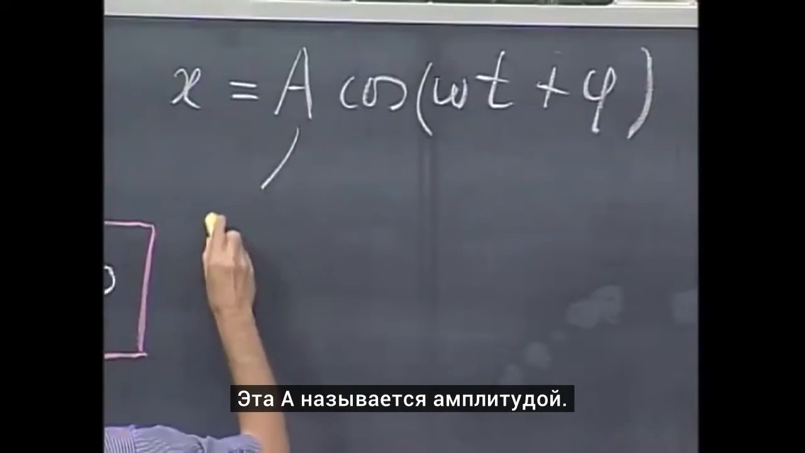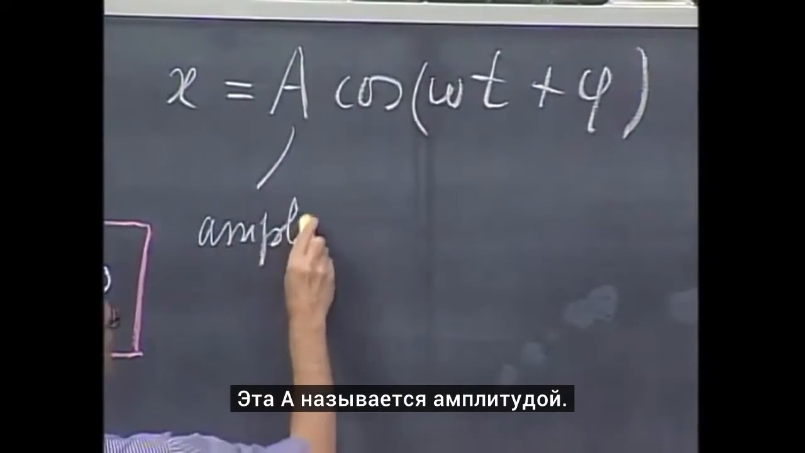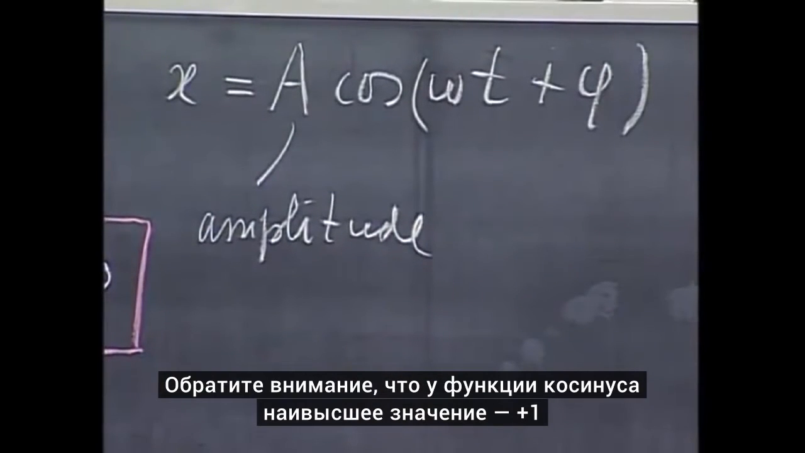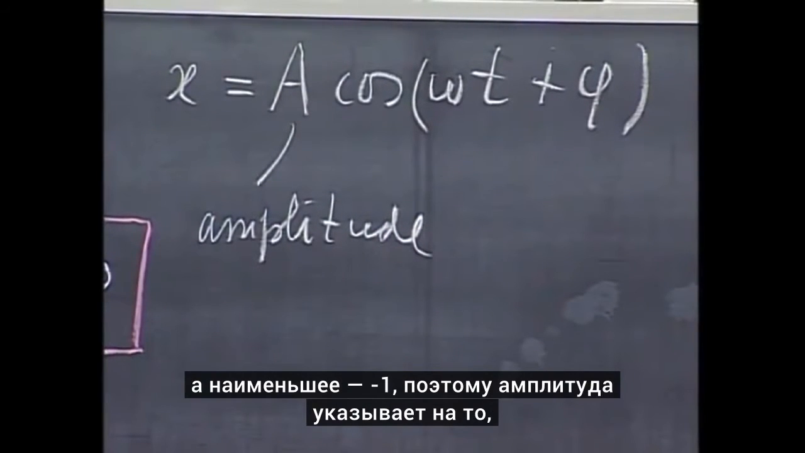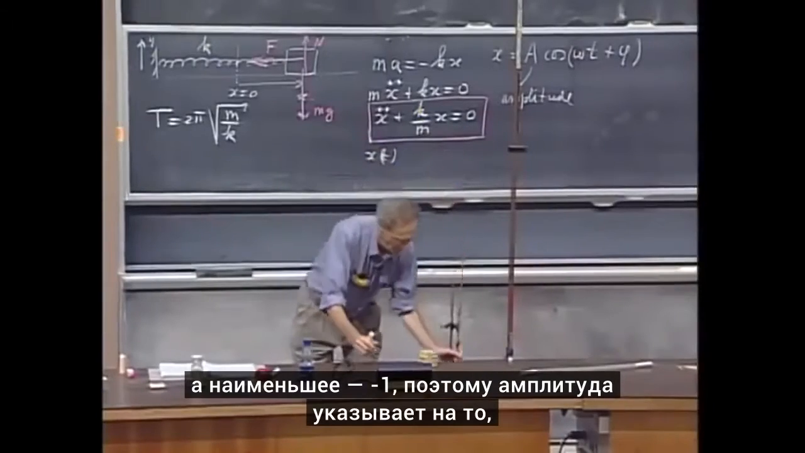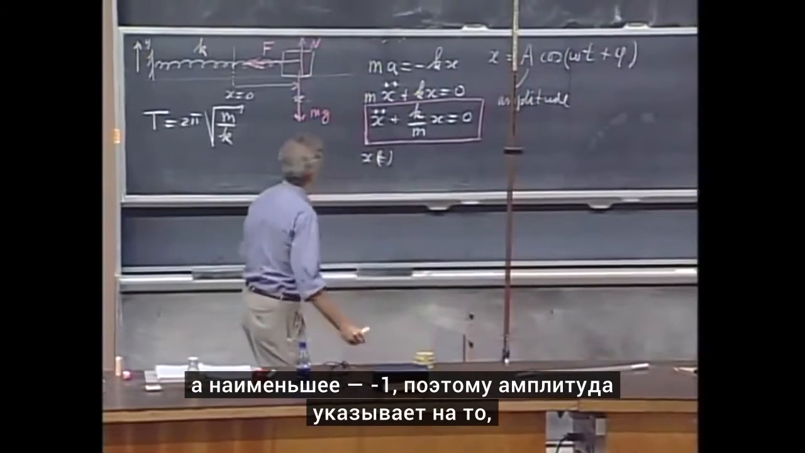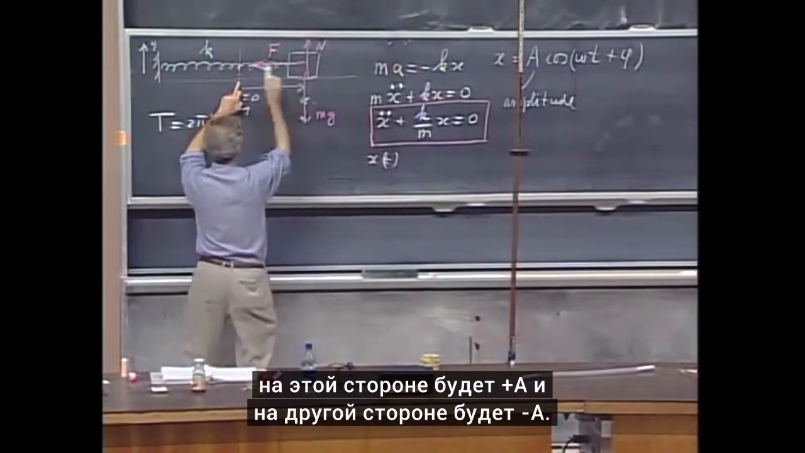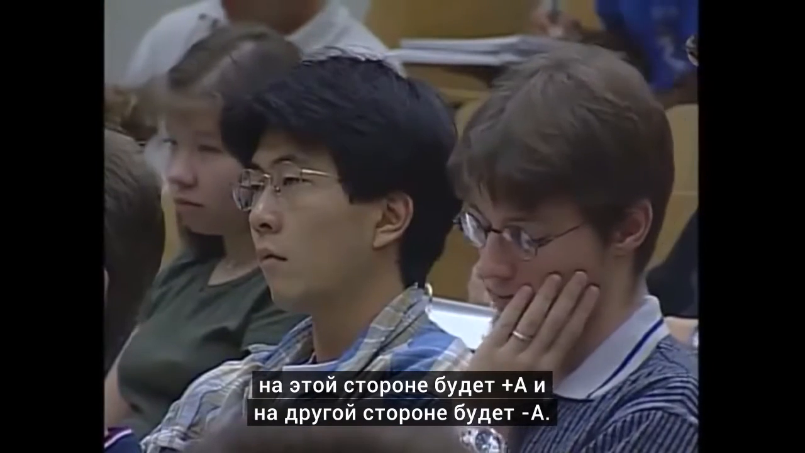This A we call the amplitude. Notice the cosine function, the highest value is +1 and the lowest value is -1. So the amplitude indicates the farthest displacement from 0. On this side would be +A, and on this side would be -A. So that's in meters.